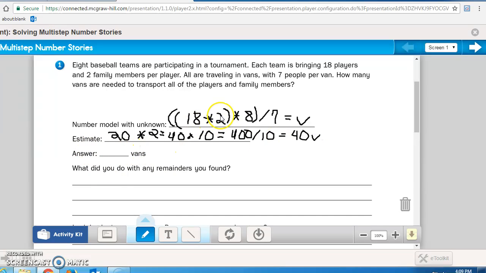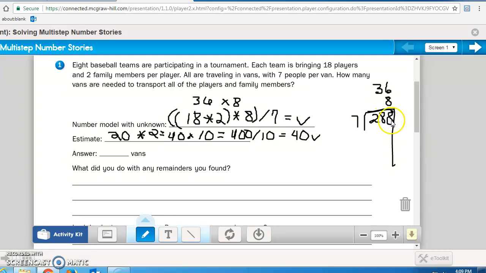Well, 18 times 2 is 36. 36 times 8, well, I'm going to come over here to the side and do that. 36 times 8, 8 times 6 is 48, carry a 4, is 288. Then it says I need to divide that by 7. So I'm going to partial quotient this and divide it by 7.